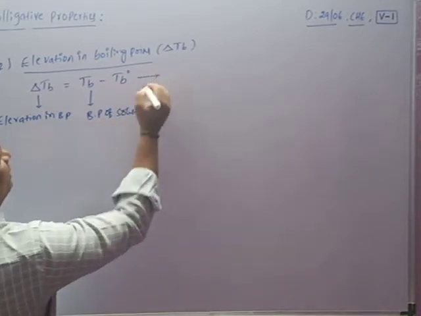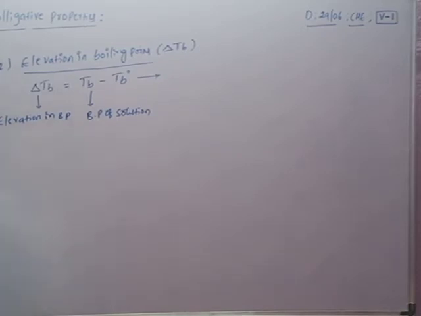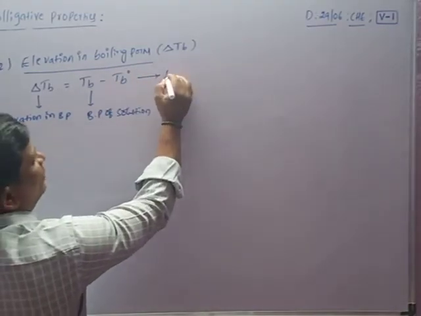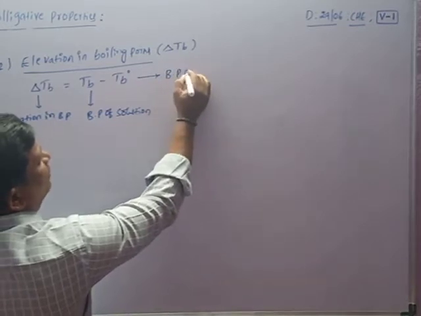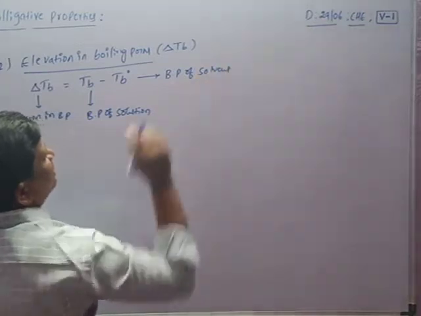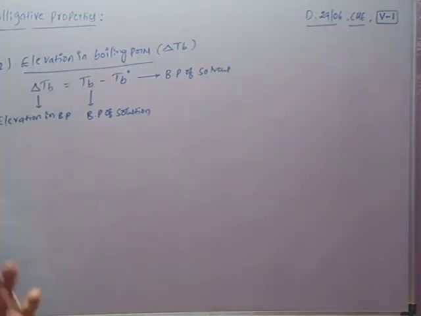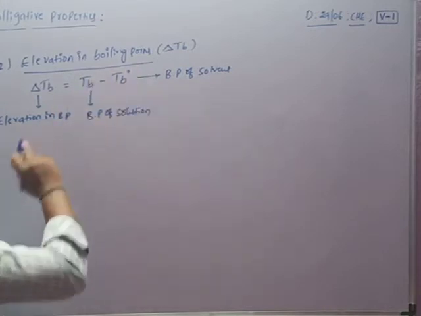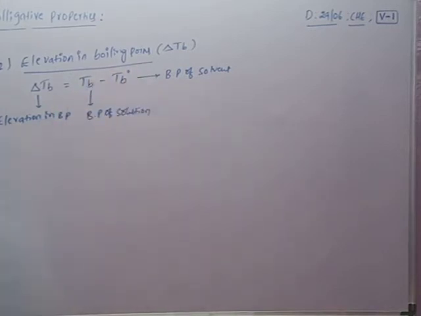What is delta TB naught? TB is the boiling point of the solution. TB naught is the boiling point of the solvent. The boiling point difference between the solution and the solvent is known as elevation in boiling point.